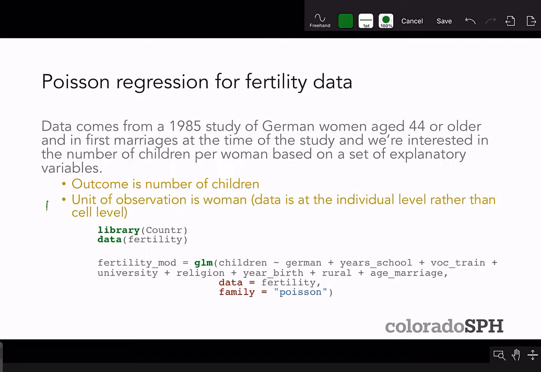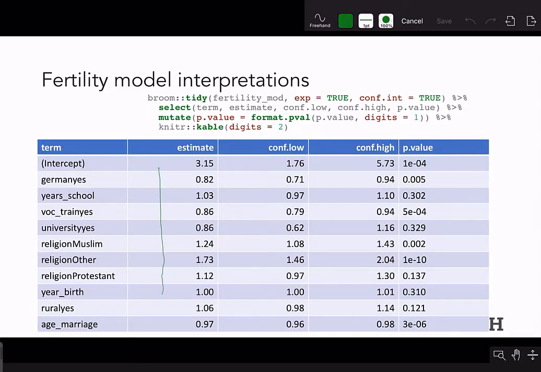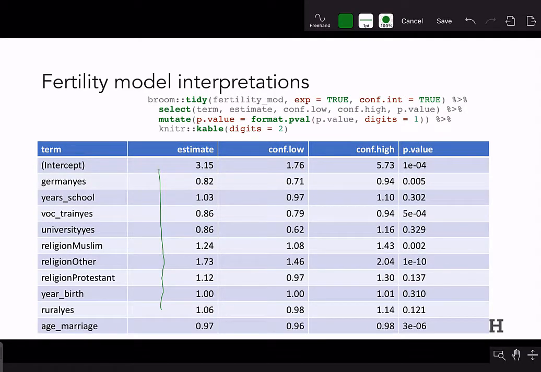So you can load this data into R by loading the library COUNT and data fertility. And then this statement here runs that model where children is the outcome, and you have 1, 2, 3, 4, 5, 6, 7, 8 covariates that we're running in this model. I've output a table here which includes the exponentiated estimates and a confidence interval and p-value.